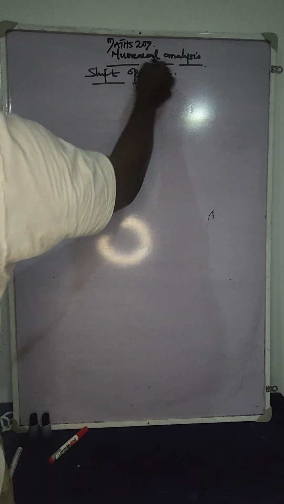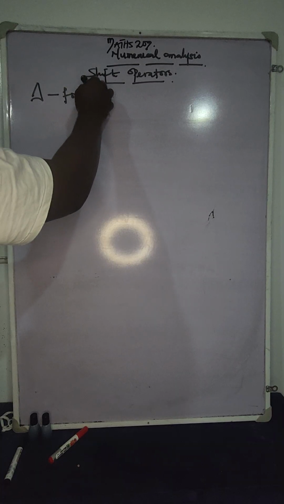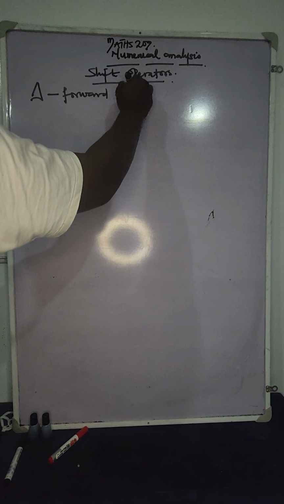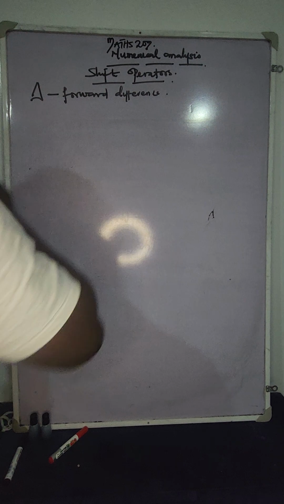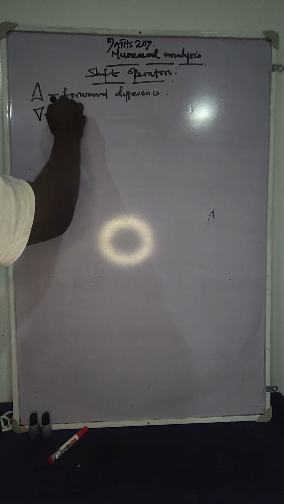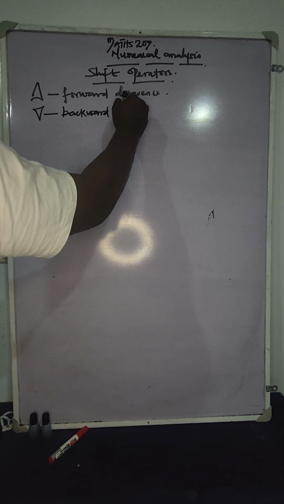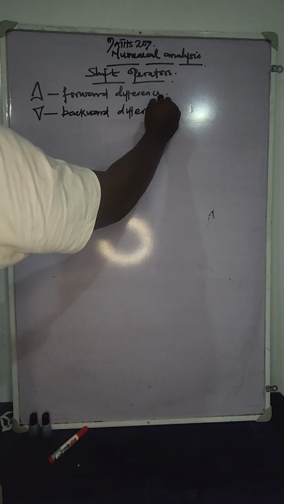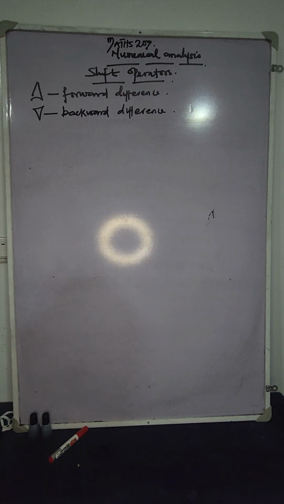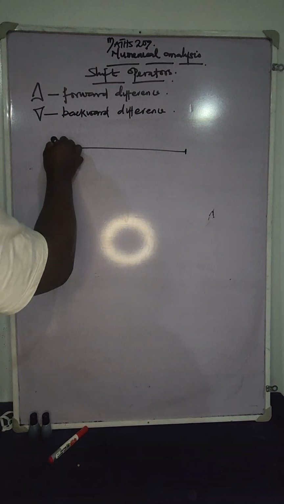We're talking about the forward difference and the backward difference. Right? Good. So now let us assume that we are on a path.